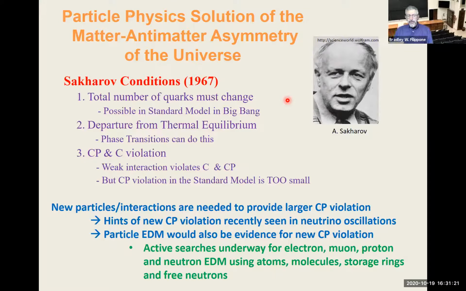There are also active searches worldwide to look for electron, muon, proton, and neutron electric dipole moments. For the electron, people use molecules. Atoms also have sensitivity. Atoms are made of neutrons and protons, so you can access proton and neutron. There's a discussion of a storage ring experiment for a proton looking for an electric dipole moment, and then free neutrons. And I will focus on, since I'm going to talk about this technology of free neutrons, electric dipole moments for free neutrons.